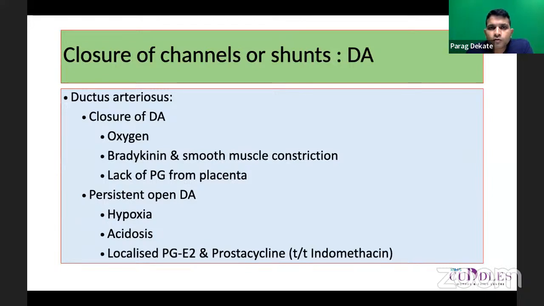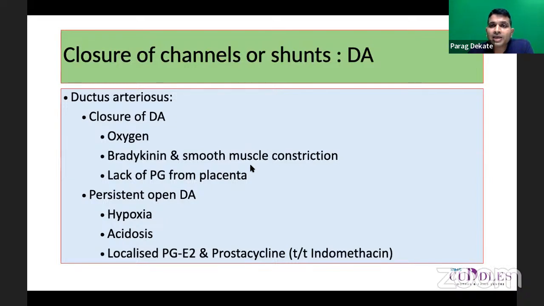So how does this closure of channels happen? As we talked about different shunts, let's talk about the ductus arteriosus. The closure of the ductus arteriosus happens because of oxygen. Oxygen is the most potent stimulus for the ductus arteriosus to close. Simultaneously, there is a release of bradykinins and smooth muscle constriction of the pulmonary blood vessels. At the same point in time, there will be smooth muscle constriction and closure of the ductus arteriosus.